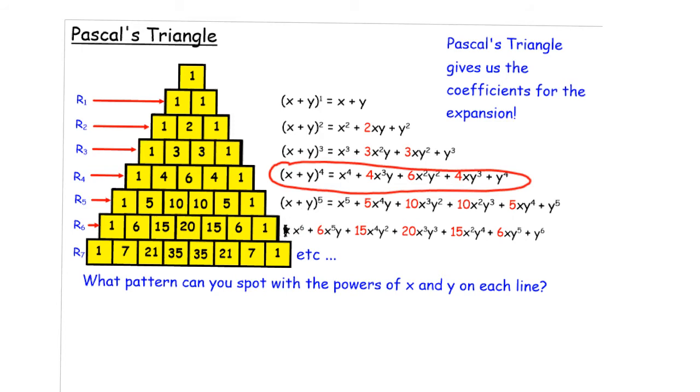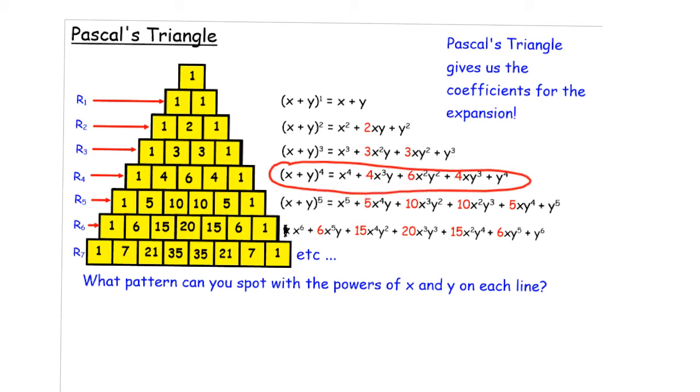If we have a look at the x's and y's, what's happening with them? So let's have a look at row 3 here, when it was (x + y) cubed. We had x to the power of 3, first of all, in the first term. Then we had x squared here, and then an x, and then no x. For the y's, we've got no y's. We've got y to the power of 1. We've got y to the power of 2, y to the power of 3.